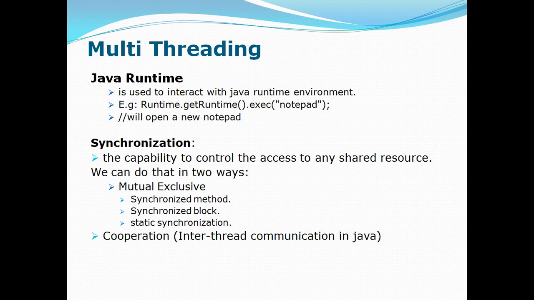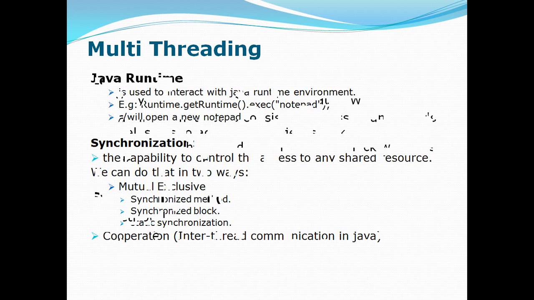So if you want to achieve this sort of implementation, you go for synchronization. There are two ways to go for synchronization. What are those? Mutual exclusion and cooperation. Now mutual exclusion can be divided into three parts. What are those? Synchronized method, synchronized block, and static synchronization. So these are the things which you have seen.